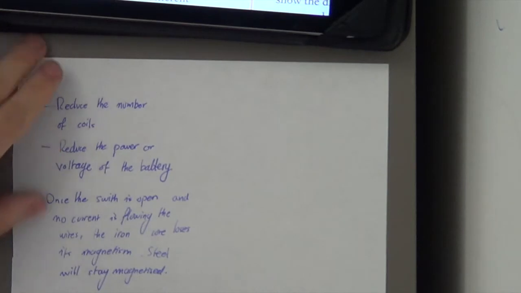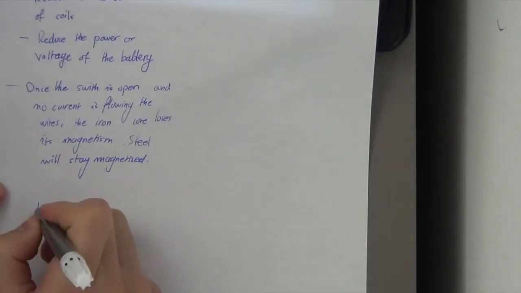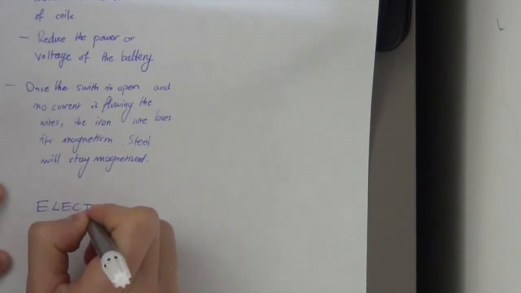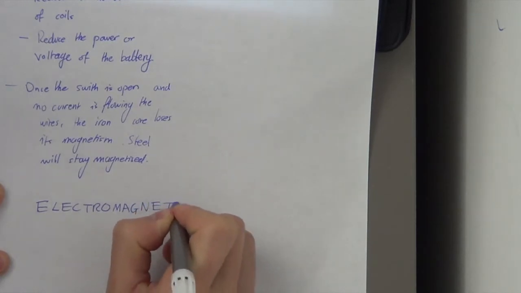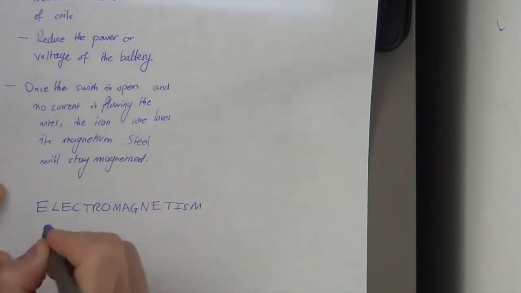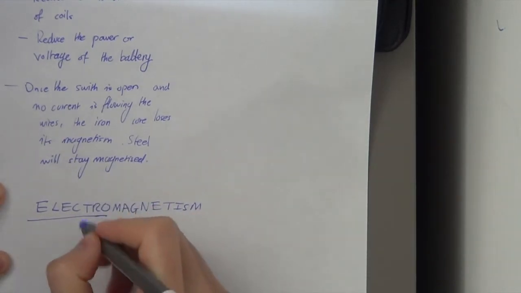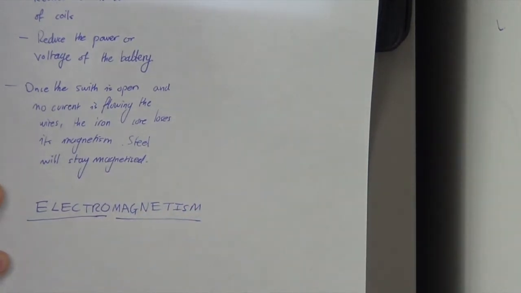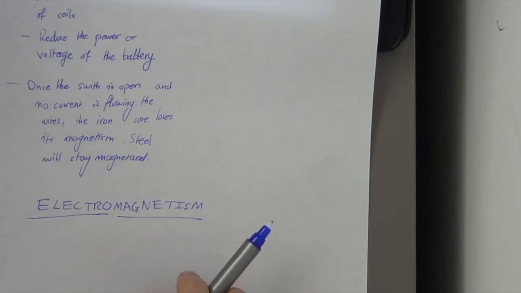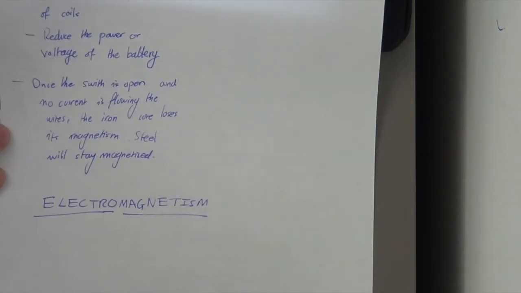However, what is magnetism? So if you've ever heard of the word electromagnetism, you can immediately see the word electro, which could mean electricity or electron, and then you've got the word magnetism as the second half of the word. So basically electricity and magnetism are linked, so that's the reason why we've got this word.